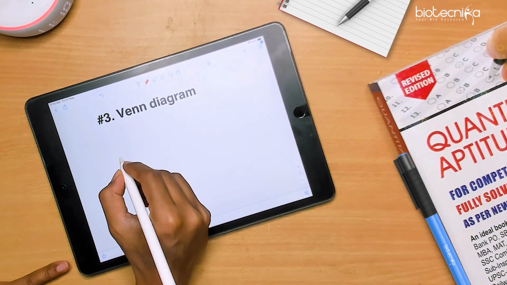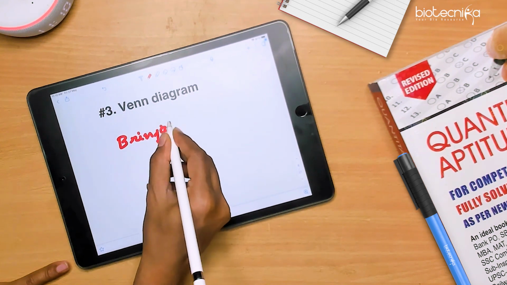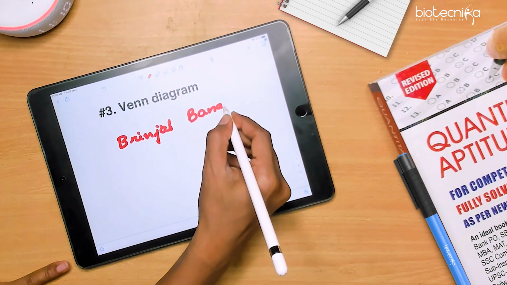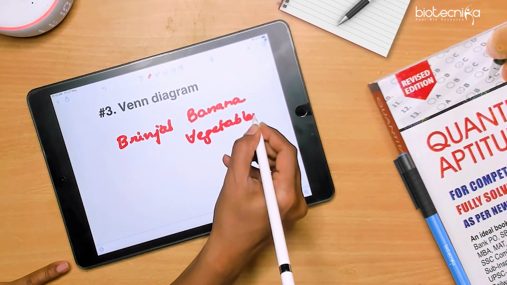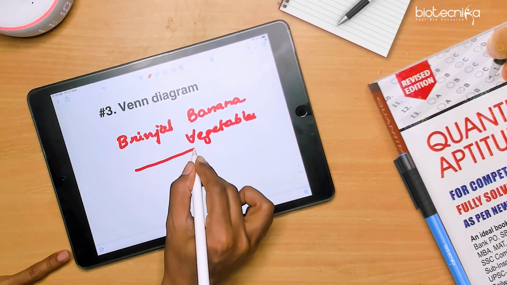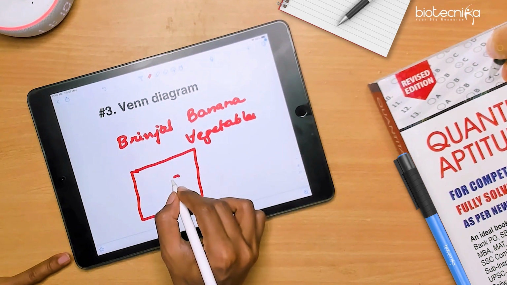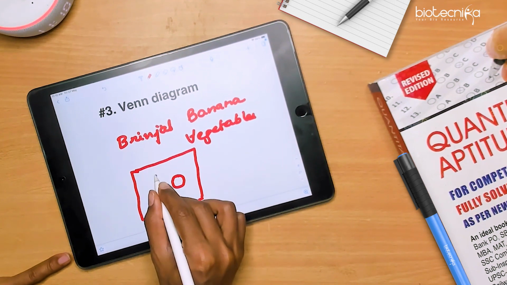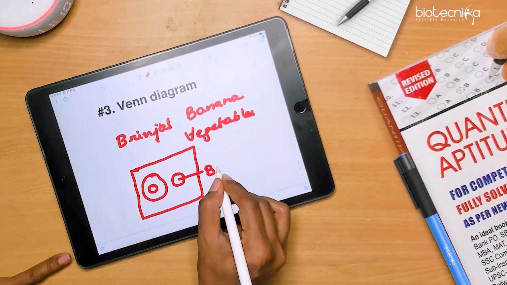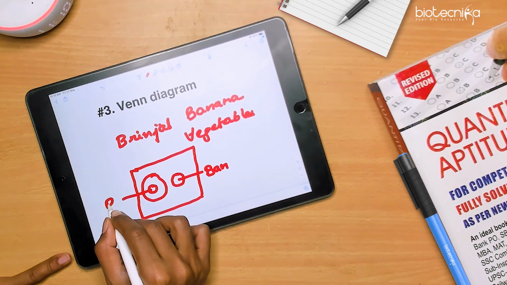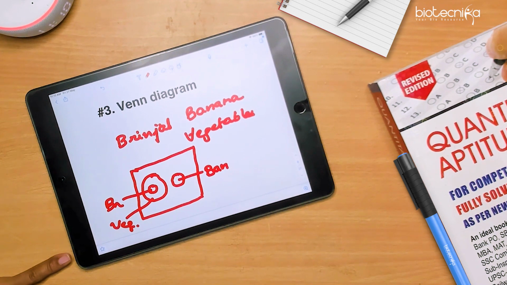Then another one is if you have to draw brinjal, banana and vegetables. So how to draw a Venn diagram for that? We know that banana is not a vegetable, so we can keep banana separate, and we have lot of vegetables, out of which brinjal is one of them. So this is banana, this is brinjal, and this outer circle is vegetable. So this way it will be very easy.